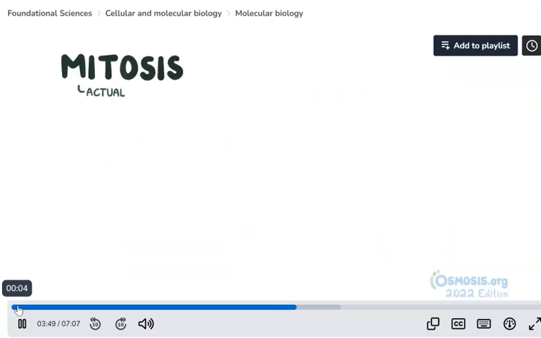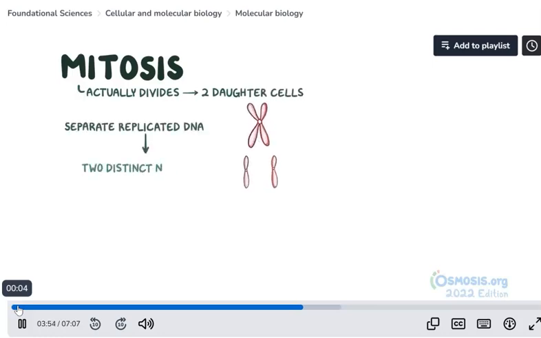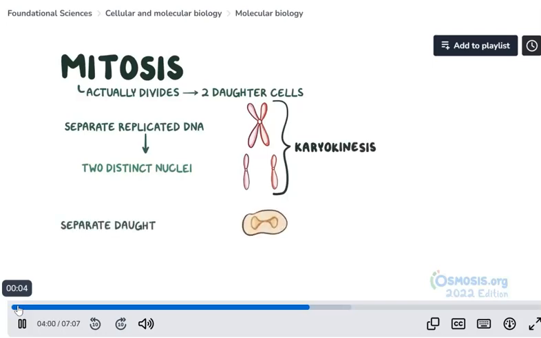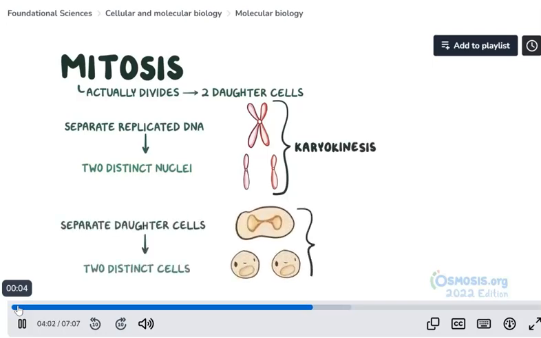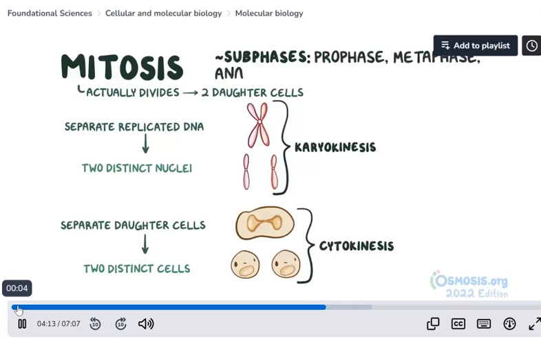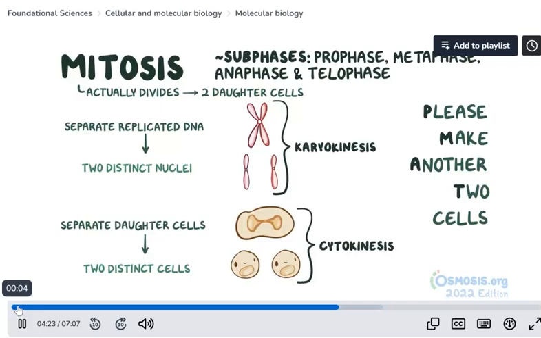Now, mitosis is when it actually divides into two daughter cells, and it involves separating the replicated DNA in two distinct nuclei, a process called karyokinesis, and the actual separation of the daughter cells into two distinct cells, a process called cytokinesis. Mitosis can also be broken down into 4 subphases. In order, these are the prophase, the metaphase, the anaphase, and the telophase, and they're immediately followed by cytokinesis. You can remember this with the mnemonic, please make another 2 cells.